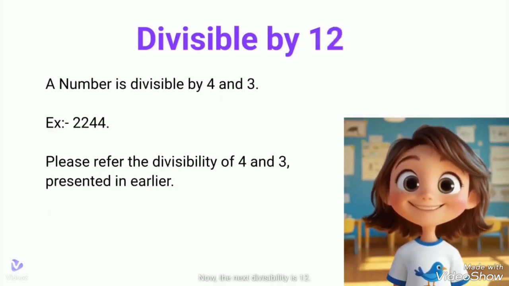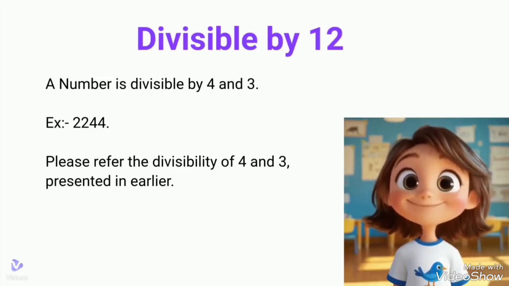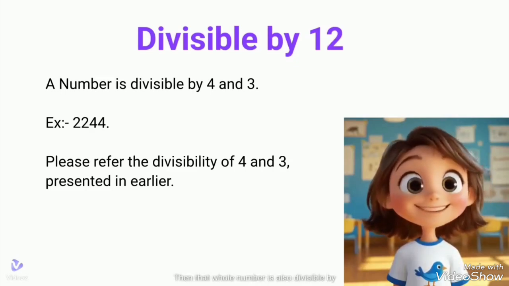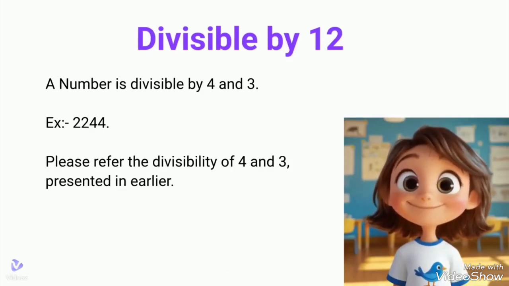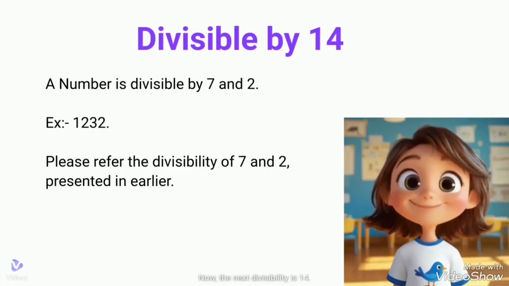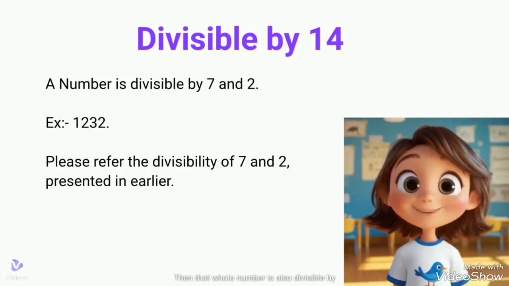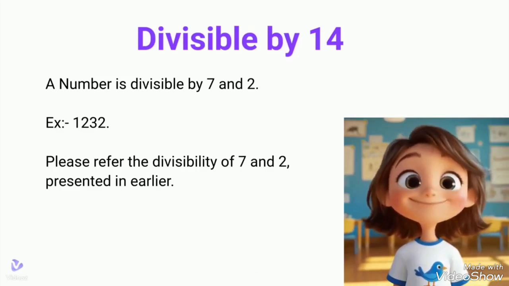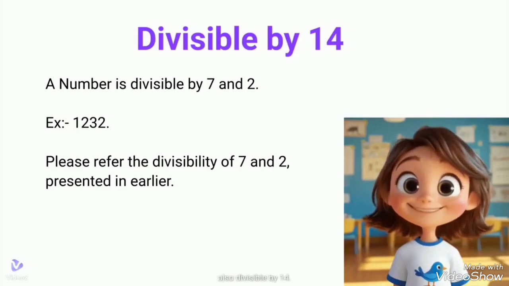Now, the next divisibility is 12. If a number is divisible by 4 and 3, then that whole number is also divisible by 12. For example, 2244, which is divisible by 4 and 3, so the given number is also divisible by 12. Now, the next divisibility is 14. If a number is divisible by 7 and 2, then that whole number is also divisible by 14. For example, 1232, which is divisible by 7 and 2, so the given number is also divisible by 14.